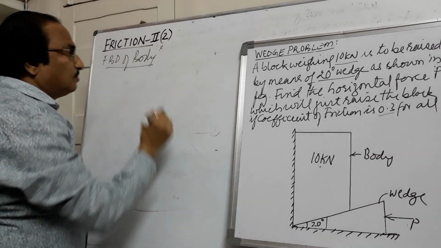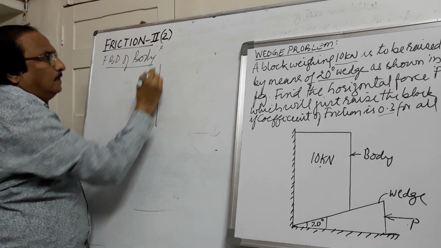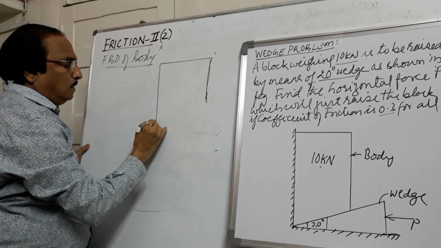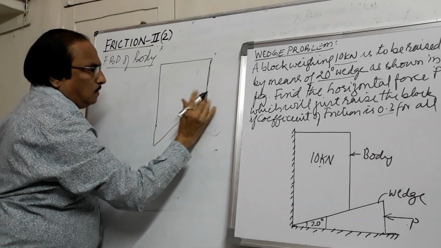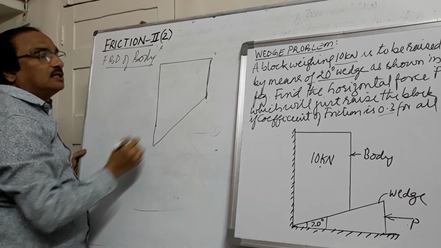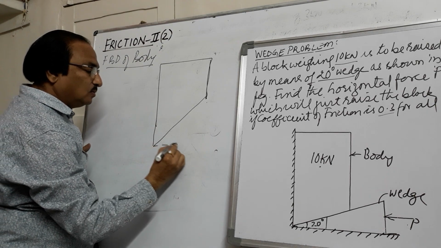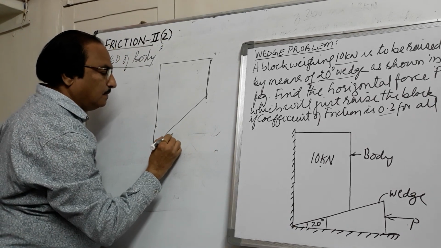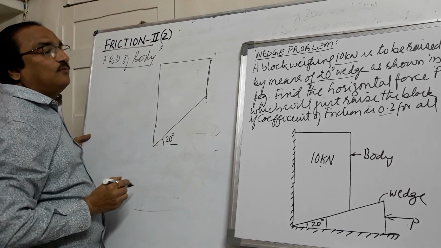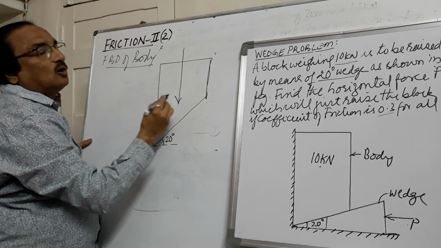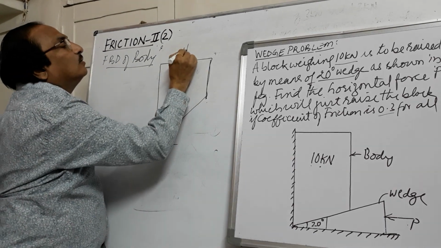So if I take out this body separately, see this portion I have shown too much inclined so that I can easily show the forces that are acting. Now this plane is making an angle of 20 degrees. Now let us see what are the forces that keep the body in equilibrium. One is the weight of the body. Weight always acts vertically down, 10 kilonewton.